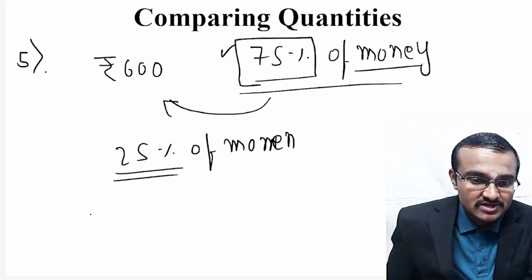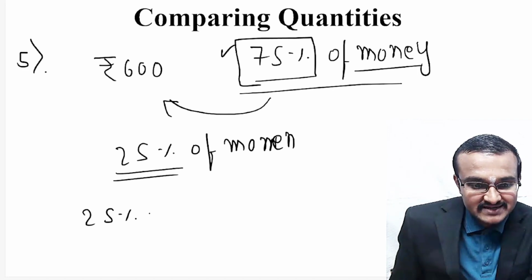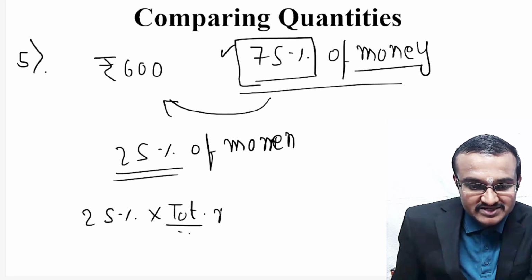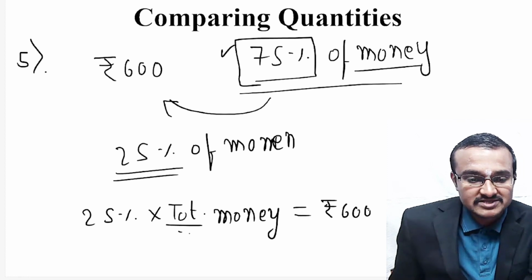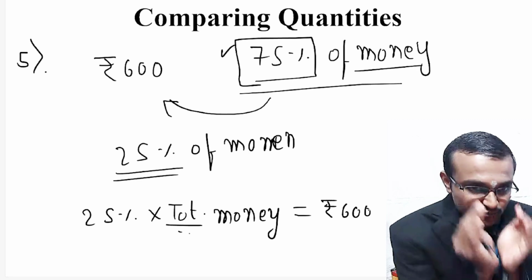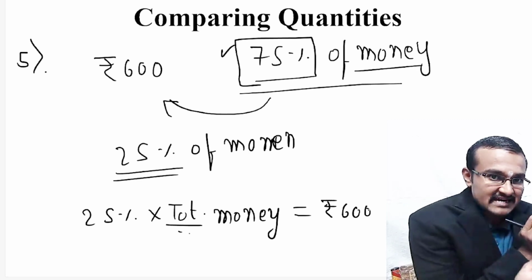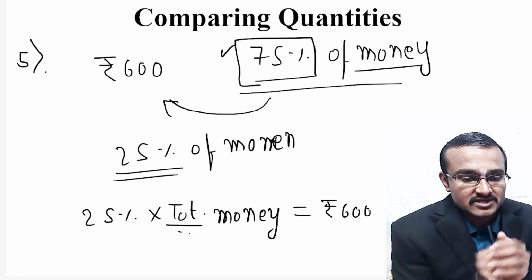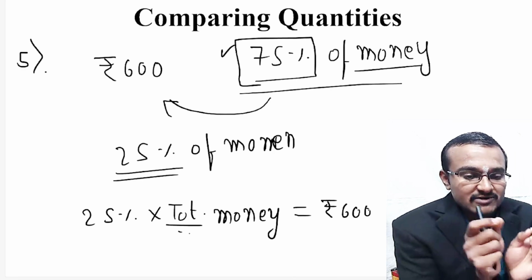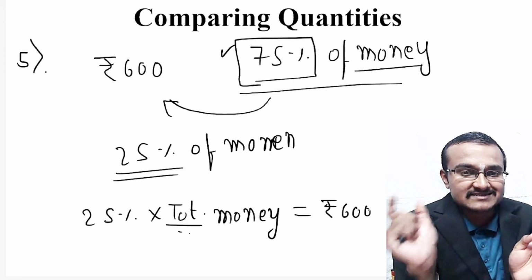Now, since 25% of total money is remaining, 25% into total money is actually 600 rupees. That is, out of the total money, if you multiply with 25%, it will become 600 rupees. So now we have got a formula: 25% into total money is 600 rupees.